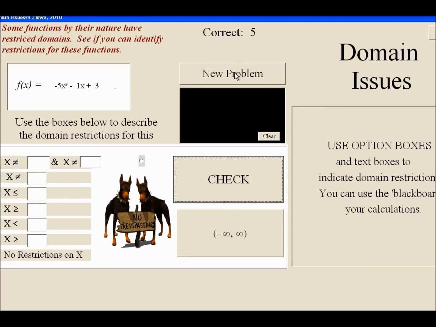So get familiar with domain issues, especially if you're in Algebra 2 or pre-calculus. Probably not much of an emphasis in Algebra 1, because some of these functions are a little more sophisticated. But you want to get used to the idea of domain and range.